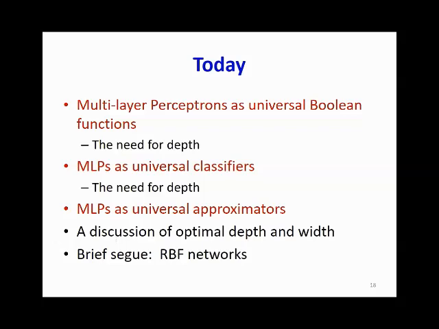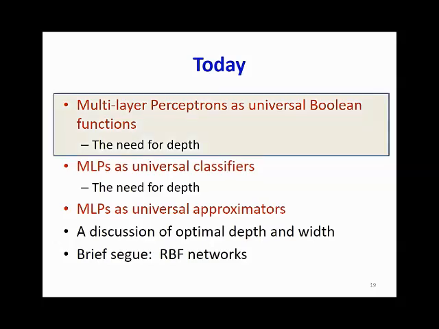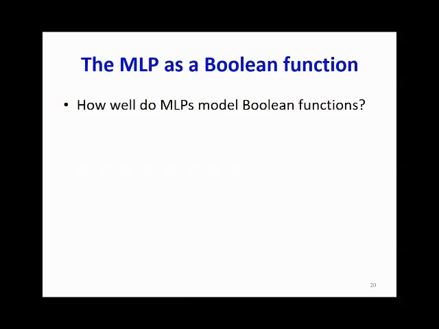In this context, we'll discuss the issue of the optimal depth and width of the network. And then I have this bullet here. This is historical. We have slides on RBF networks in this deck. I will not get time to get there. So let's start with the first topic, MLPs as universal Boolean functions. We know MLPs can model Boolean functions, but how well do they do it?